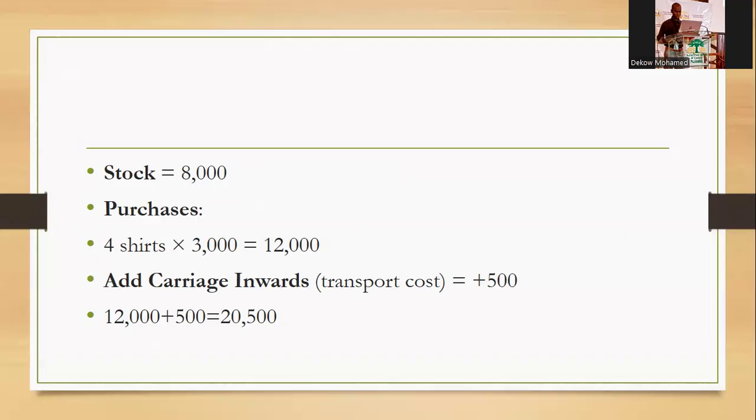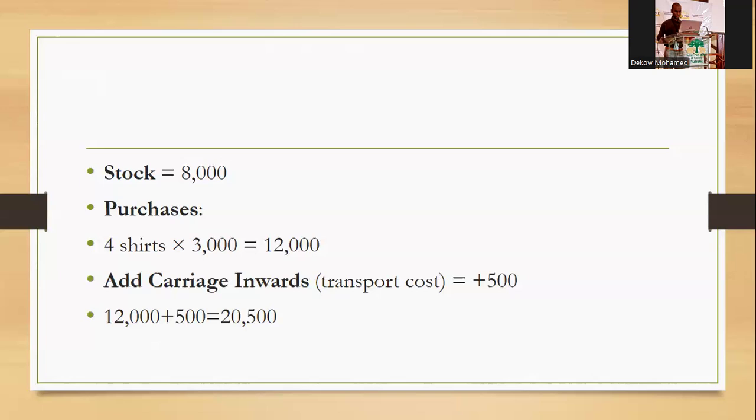Now, maybe you want to transport your shirts from where you buy your clothes to your place of business. Now you need that transport. That transport cost is also called the carriage inward. You have to add it to the purchase because it is part of it. It's going to add to our expenses. So carriage inward is the transport cost that should be added on top of the purchase.